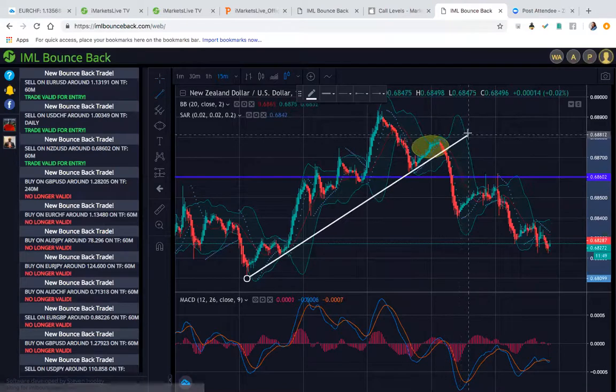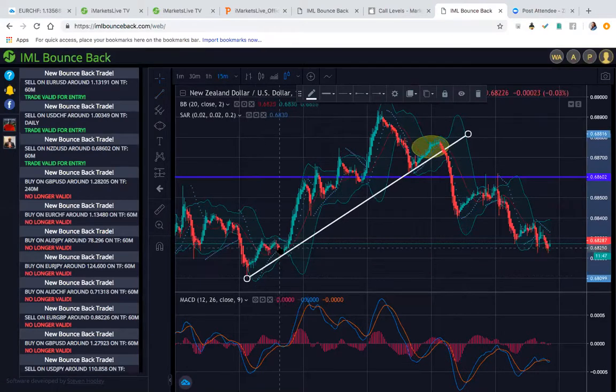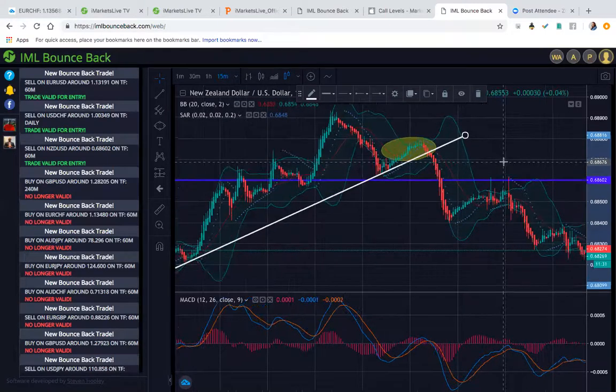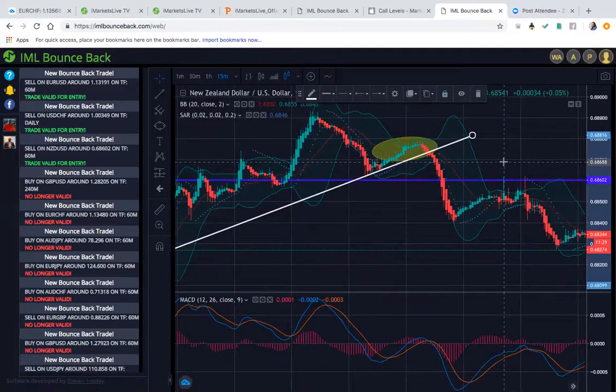So I bring it from further. It doesn't matter if you bring it from here, from there. Just make sure that you have the uptrend sorted, right? That's key. The uptrend must be sorted, right? So we have our trend line on the 15-minute time frame. Good. So we now look for entry.